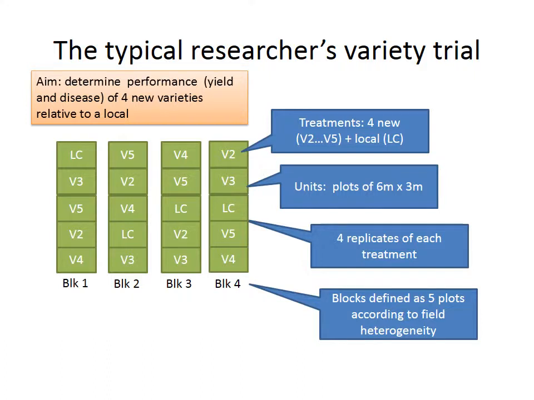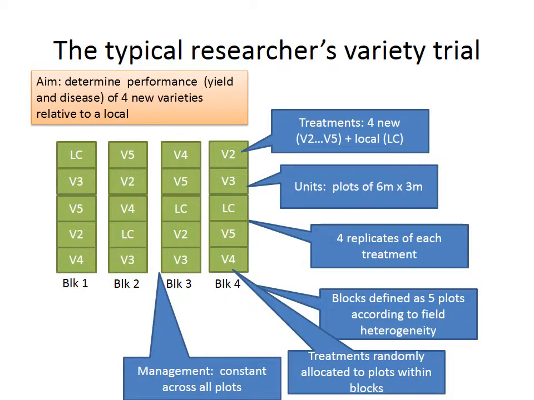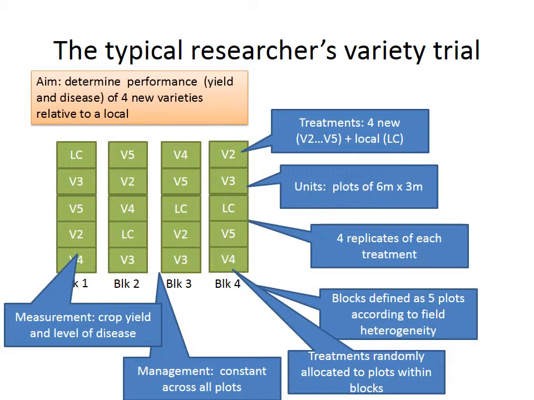Blocks are defined to allow for possible heterogeneity in the field. Treatments were randomly allocated to blocks with 1 rep of each treatment per block. The management was consistent across all the plots in the experiment, and for measurements we measured the crop yield and level of disease on each of the plots.